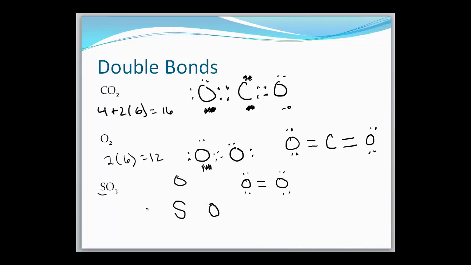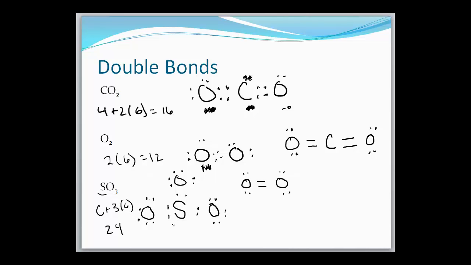Sulfur trioxide, central atom, oxygen, oxygen, oxygen. Let's count up the valence electrons. 6 plus 3 times 6 is 24. So 1, 2, 3, 4, 5, 6, 7, 8, 9, 10, 11, 12, 13, 14, 15, 16, 17, 18, 19, 20, 21, 22, 23, 24. Everything is good except this sulfur.